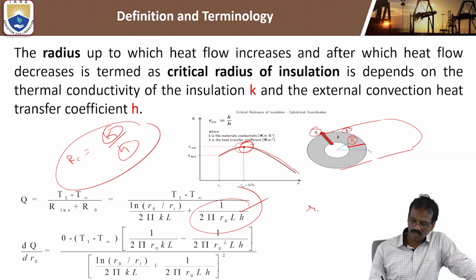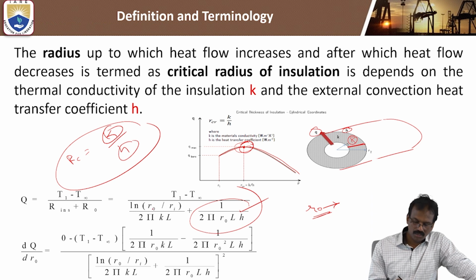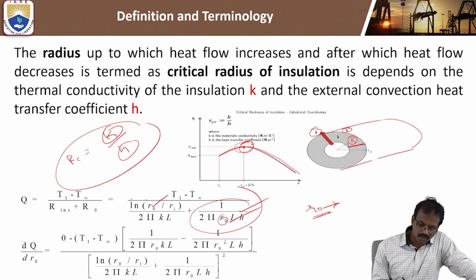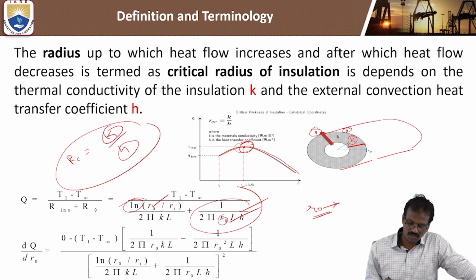If you increase the thickness of the layer, it means R naught will be increased. Here R naught will be increased, and here also R naught will be increased. But here it is under the logarithmic principle, and here it is directly R naught. So the increase of R naught here is very much more compared to ln R naught.